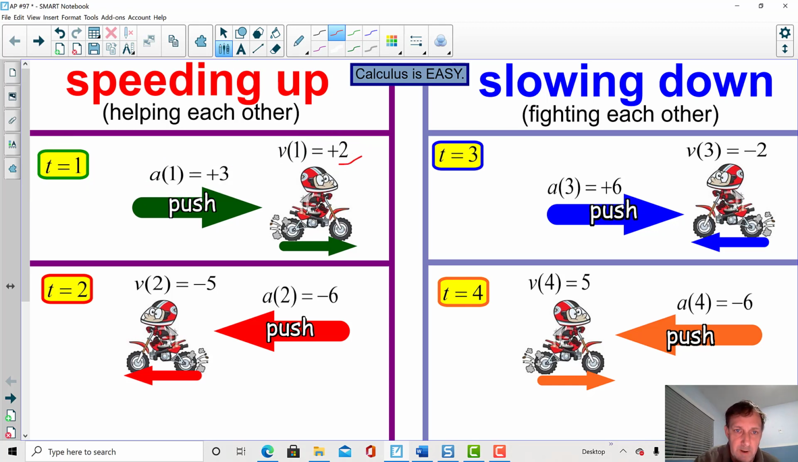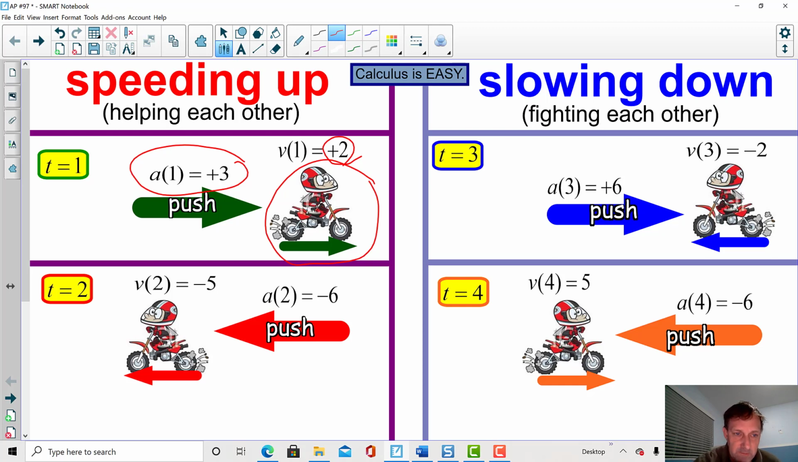So the velocity being positive means that we're going right. So you can see we got a guy on a motorcycle traveling to the right. And our acceleration is in the same direction. It's also to the right because it's also positive. So that's kind of like a gust of wind, and it's pushing in the same direction as the motorcycle is already traveling in. So we would say that he would be speeding up in this situation.